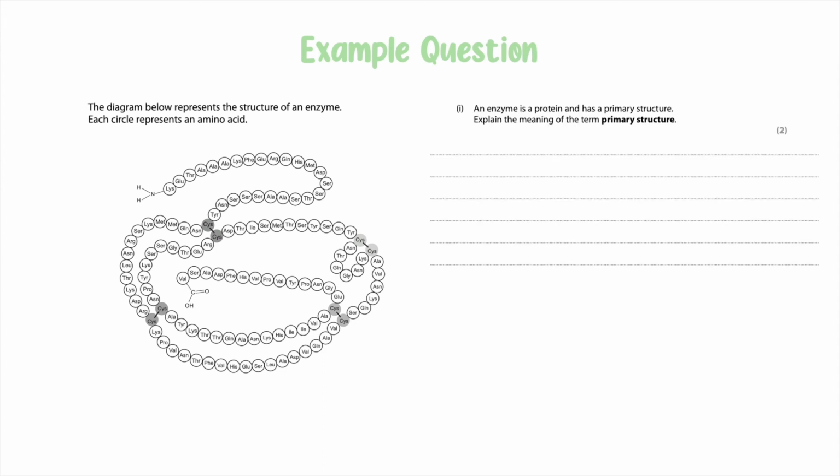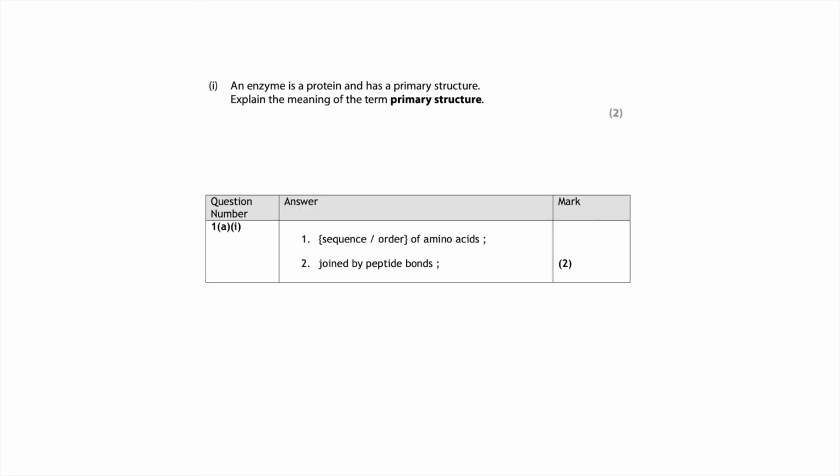An enzyme is a protein and has primary structure. Explain the meaning of the term primary structure. So this is 2 marks, so you need 2 points. You can either pause it and write down your answer, or you can just think about it. So here I'm going to show you the mark scheme for the question. You need the specific word sequence or order of amino acids, and you need the bonding, which is peptide bonds.